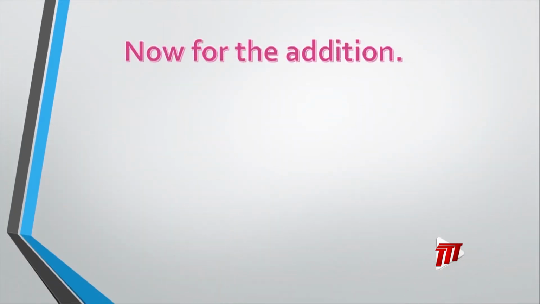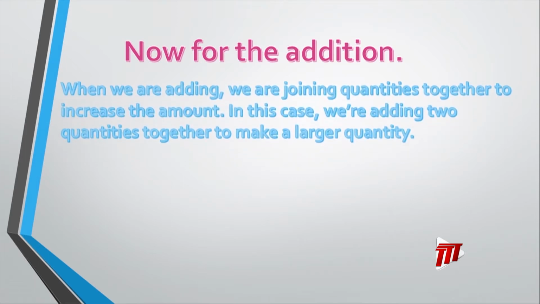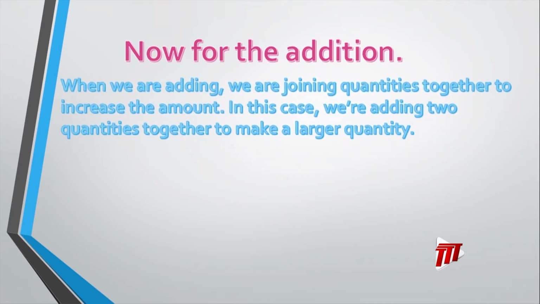So now we're going to break down what the addition itself is. So I believe I mentioned it somewhere before, but we have a nice little definition here. When we are adding, we are joining quantities together to increase the amount. In this case that we are dealing with here, we are adding two quantities together to make a larger quantity. So each number that we are using represents a quantity, right? And we are putting those together to make one that is larger than the two.